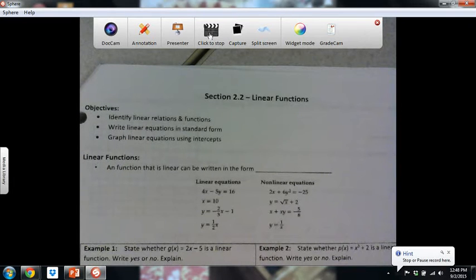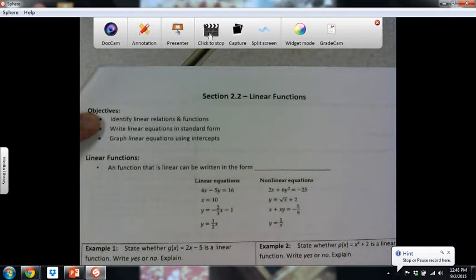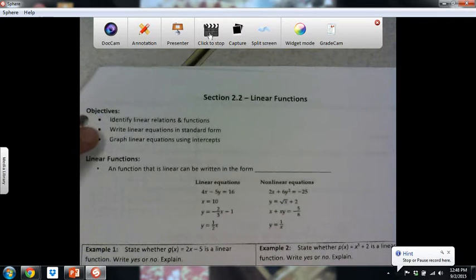Section 2.2 has to do with linear functions, something that you are already very familiar with. Every time you graphed a line or wrote equations of lines in algebra, you were dealing with linear functions. Part of this unit is to be able to identify whether something is a linear function or not. We're also going to be writing linear equations in standard form, and I'll show you what that is, and then graphing linear equations using their intercepts.